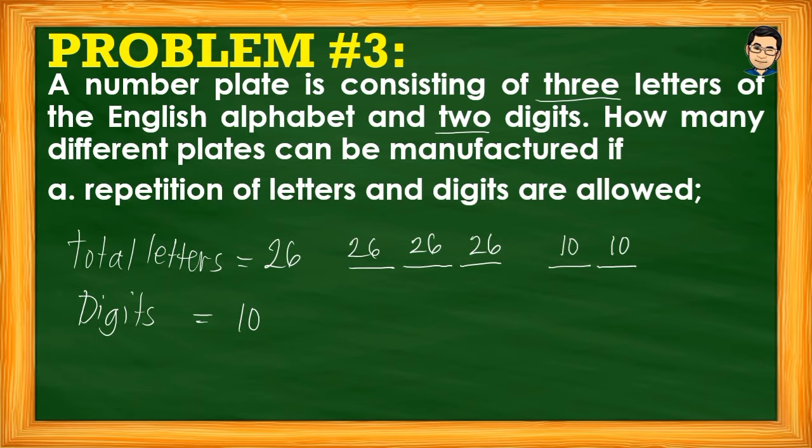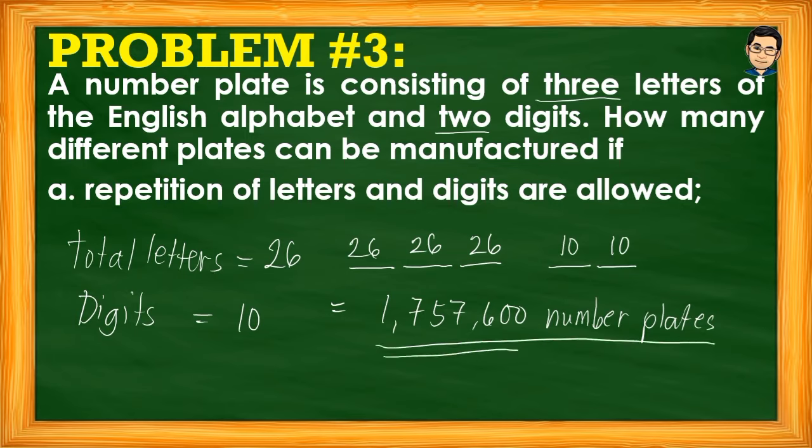And then ang gagawin natin yan, imumultiply lang natin yung mga numbers na nilagay natin. So 26 times 26 times 26 times 10 times 10. So kapag minultiply po natin yon, ang ating kasagutan po is 1,757,600. So ganyan po karami ang mga number plates na mapoproduce. Again, repetition of letters and digits are allowed. So ganyan kadami, kasi nga pwedeng umulit yung mga letters saka numbers.